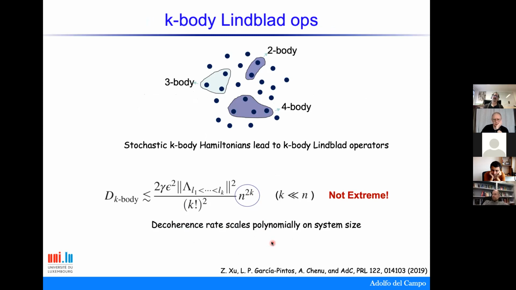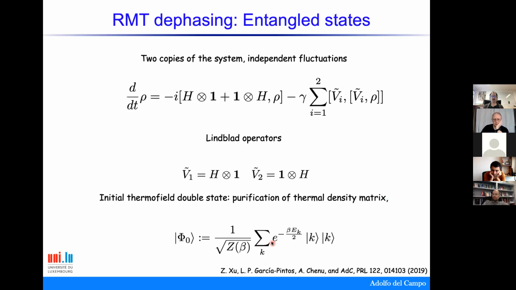Good. So let me illustrate this a bit with an example. So this was the theory without working out anything in detail. So let me now work out a problem which is very simple, but let me work it out in detail. So I consider a bipartite system with two identical copies, that are not interacting. So say I have two atoms. I have the Hamiltonian of one, I have the Hamiltonian of the other, and now I consider dephasing, which is local. Each of them is subject to local dephasing operators, one acting on the left copy, the other acting on the right copy.